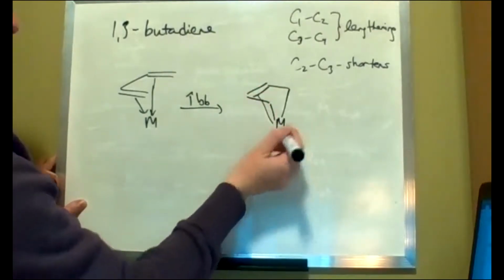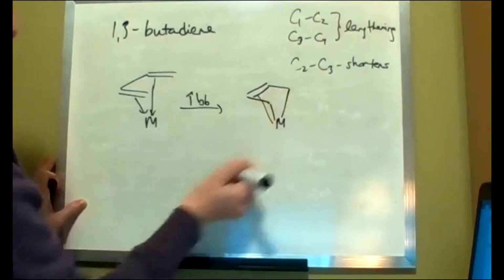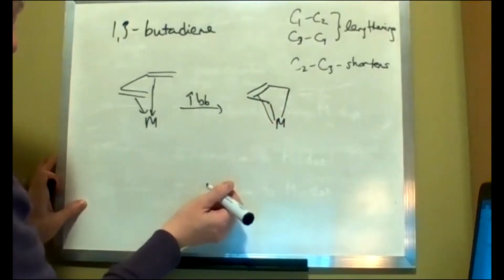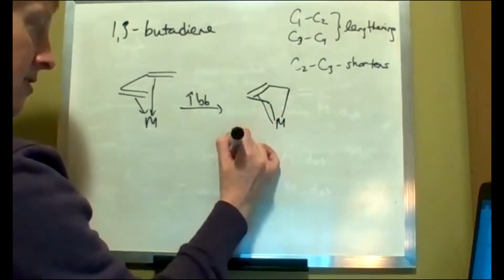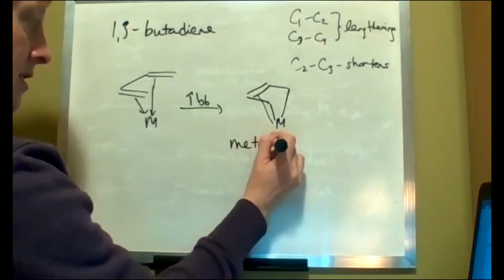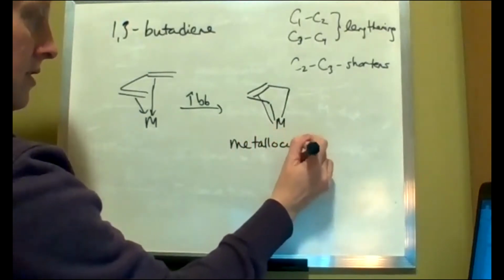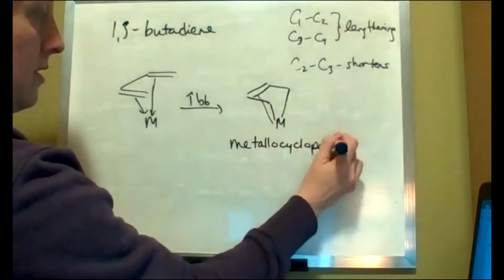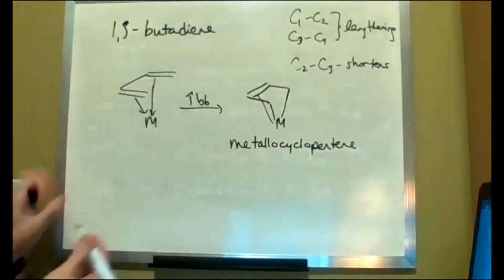Okay. But you've now increased your oxidation state here at your metal. You've done an oxidative addition. So this is now a metallocyclopentene that we just created.